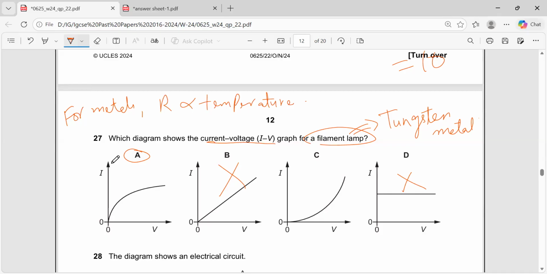Ions will be vibrating with greater amplitude. So when they are moving faster, they are also colliding more frequently. And if there are more collisions, it means there will be more resistance.